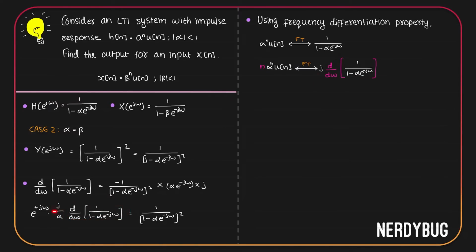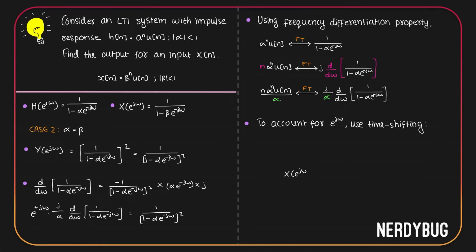So I am going to divide both sides by alpha to get this. Then it will become like this. Fourier transform of n alpha raised to n u of n divided by alpha will be j by alpha d by d omega of 1 by 1 minus alpha e raised to minus j omega. Now I have taken this much. The only thing to add is e raised to j omega, but that is the time shifting property.